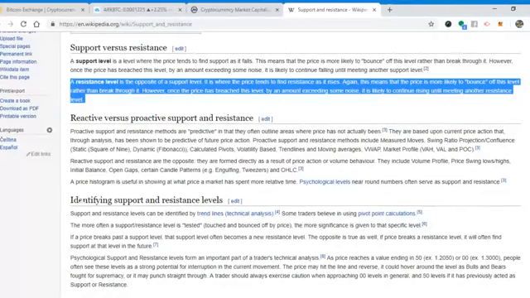So let's see. Reactive versus proactive support and resistance. Proactive support and resistance methods are predictive in that they often outline areas where price has not actually been. They are based upon current price action that, through analysis, has been shown to be predictive of future price action. Proactive support and resistance methods include measured moves, swing ratio projection, confluence, static, square of 9, dynamic, Fibonacci, which is one of the big ones I use, calculated pivots, volatility based, trend lines and moving averages. Very interesting and very important. I'll go through these also. VWAP, market profile and a couple of other things.